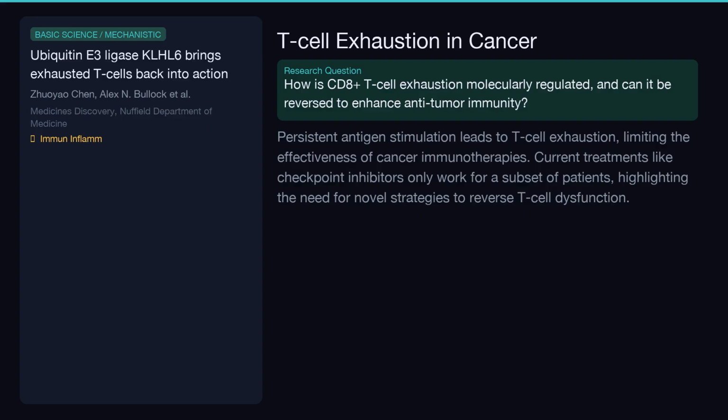In cancer and chronic infections, T cells that are constantly stimulated can become exhausted. This exhaustion prevents them from effectively fighting the disease, and it's a major hurdle for many immunotherapies. While we have some treatments, they don't work for everyone, so scientists are searching for new ways to reawaken these tired T cells and boost the body's immune response against tumors.